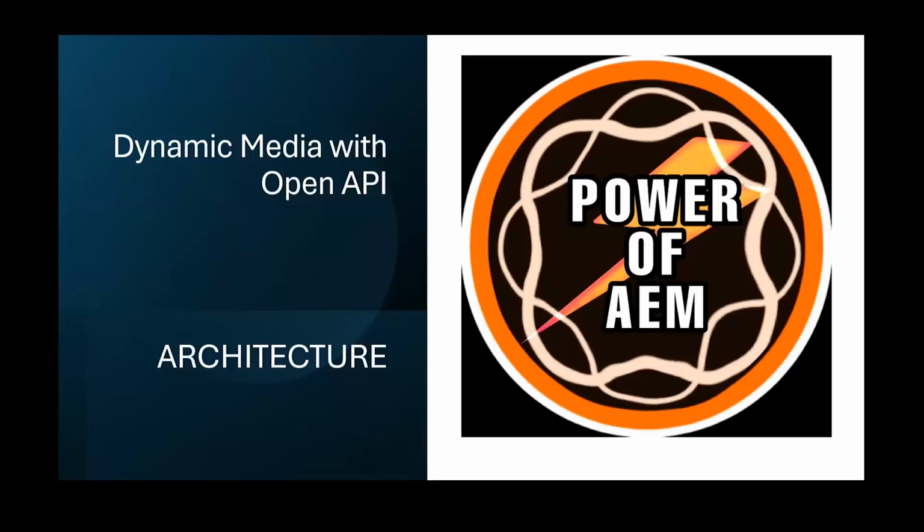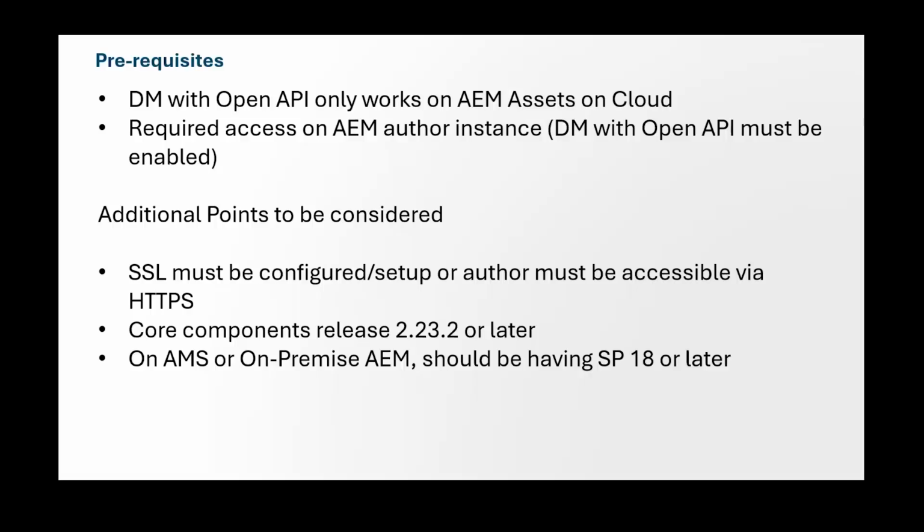This is the second video of the series Dynamic Media with OpenAPI. In the previous video, we discussed the overall overview and how many different types of personas can leverage the Dynamic Media OpenAPI. In this video, we will talk about the architecture and its flow. And before that, we will also discuss what the prerequisites are. If you want to set up Dynamic Media with OpenAPI, what are the basic steps that you need to take care of. So let's get started with prerequisites.